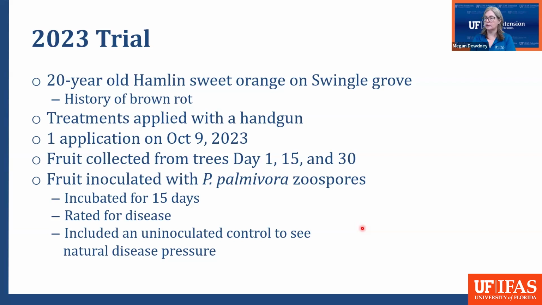And then the fruit were inoculated in our lab with Phytophthora palmivora zoospores. And that was just to ensure that we had enough disease to make sure that we could see a result. We then incubated those fruit for 15 days and rated them for disease. And we also included an uninoculated control to see the natural disease pressure in the grove. And that was just to see what we would have if we hadn't put our inoculum on there. And it does give you sort of an interesting idea of what you might see.